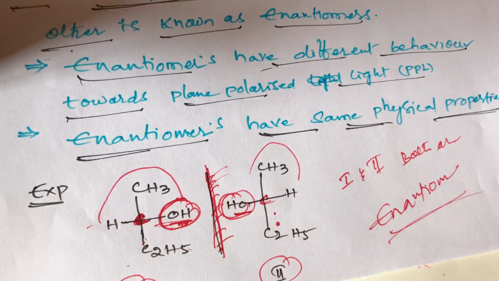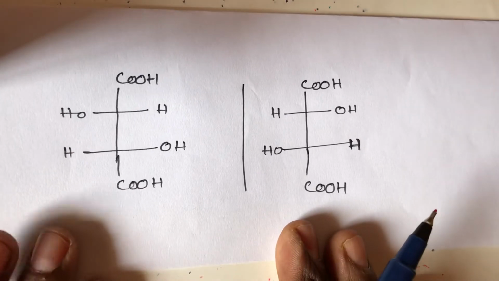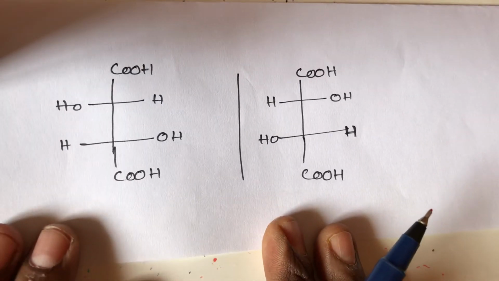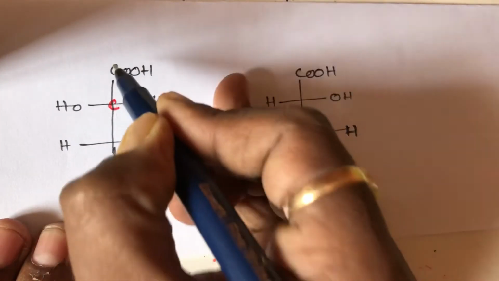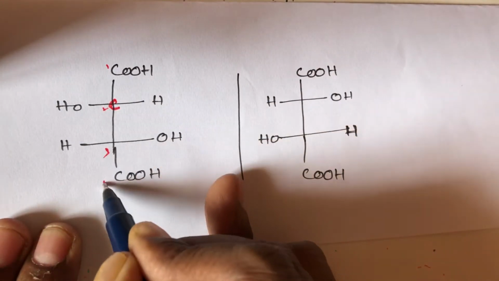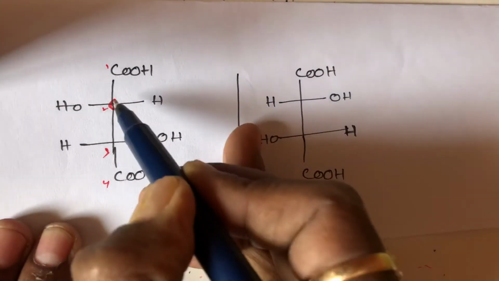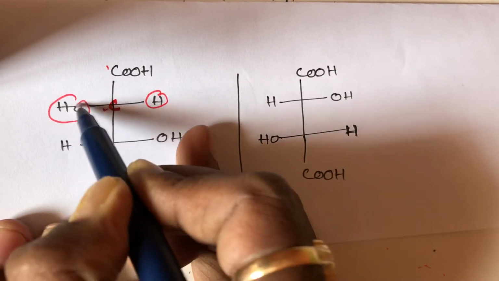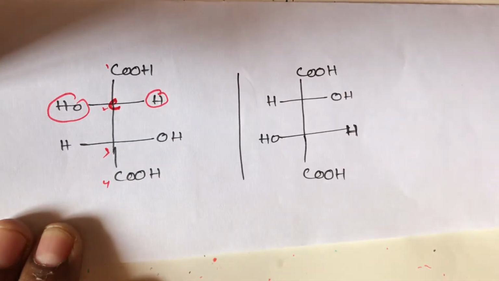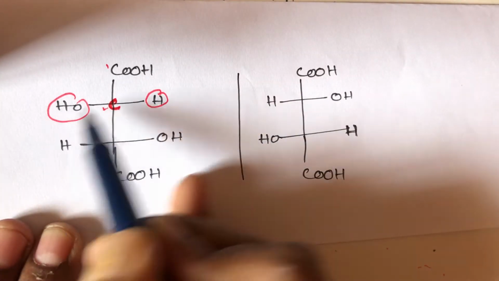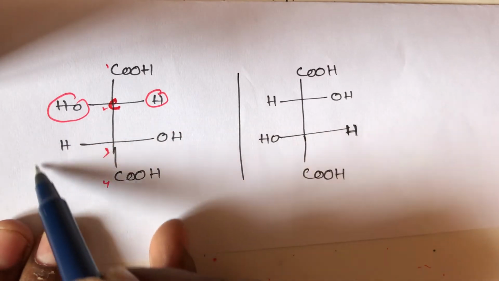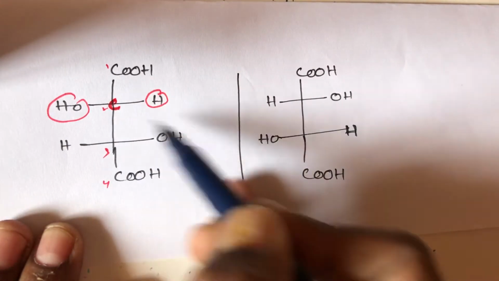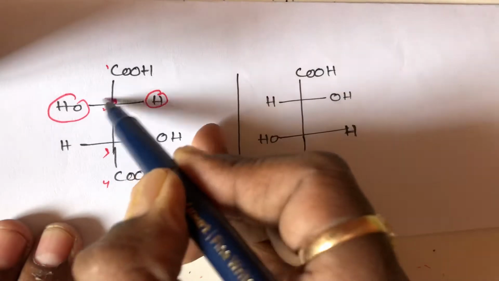But what if more than one chiral center is there? How to identify whether they are enantiomers or not? So now take another example, students. Now take tartaric acid. In this compound tartaric acid, this is carbon 1, 2, 3, 4. Here 2 chiral centers are there. This carbon has hydrogen on the right hand side, OH group on the left hand side, and a COOH group, and the bottom completes the compound. So this carbon has 4 different groups, so it is also a chiral center.